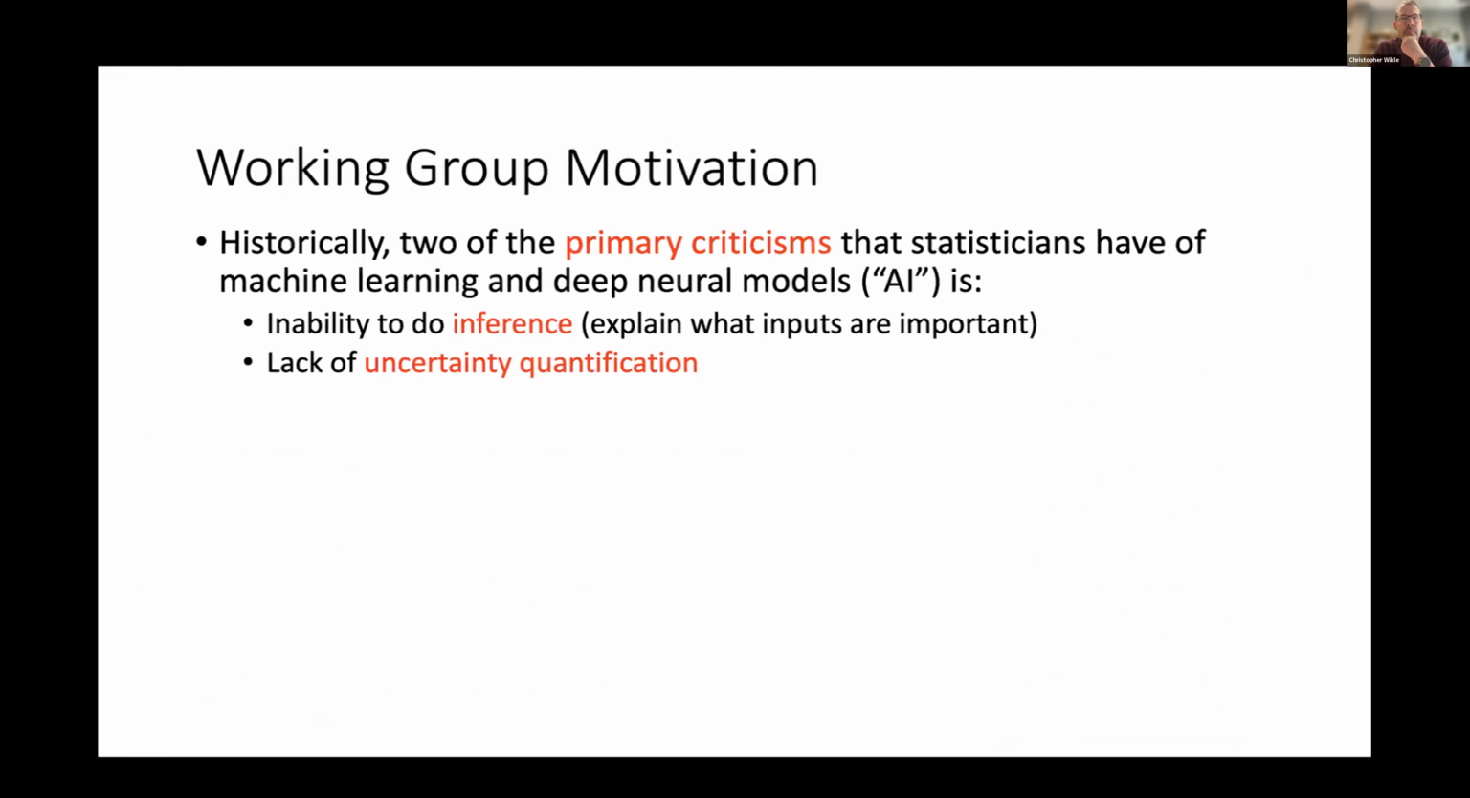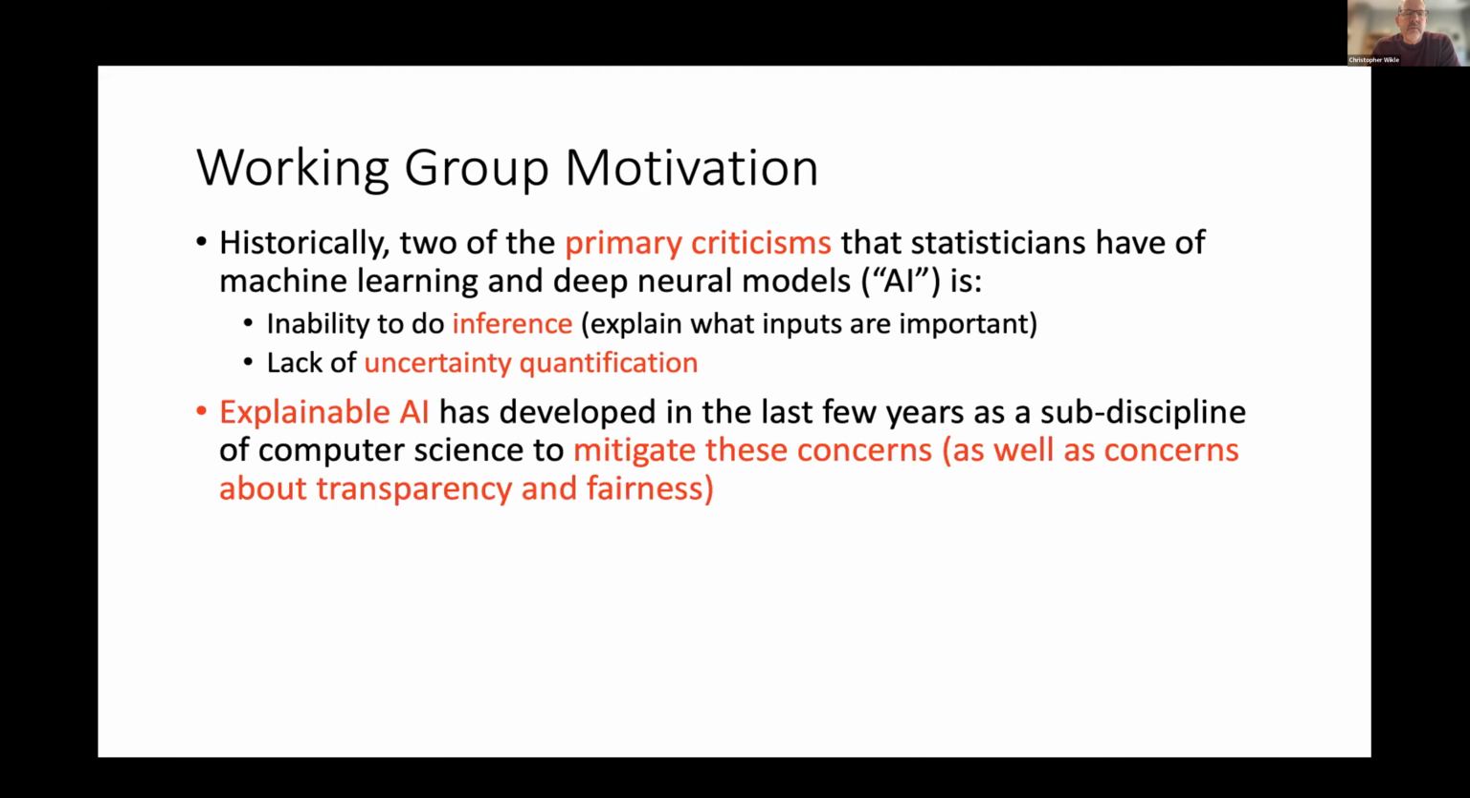So what was our motivation? Well, basically, when Susan asked me if I'd be interested in doing one, I wanted to pick a topic that I didn't know much about, and hope that we could all kind of learn together. I had been working with deep neural models for the last few years at the interface of statistics, and I was interested in learning more about some of the criticisms that statisticians have of these models, which is, one, their inability to do inference, which of the features or inputs are important, and then uncertainty quantification. As most of you probably know, Explainable AI has developed to answer these questions in the last few years, as well as other concerns about deep models such as transparency and fairness.